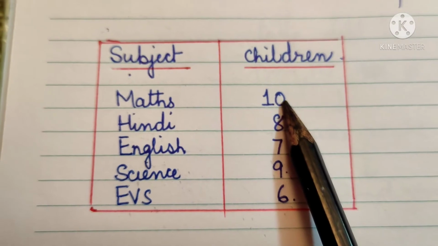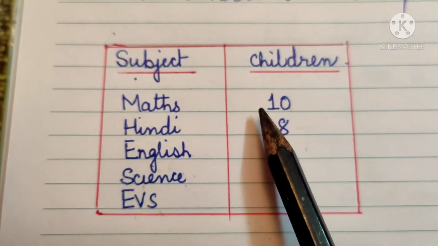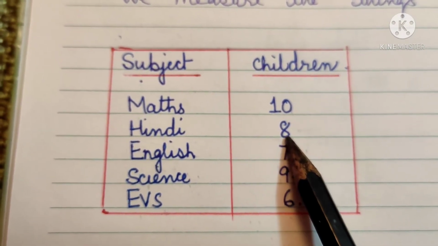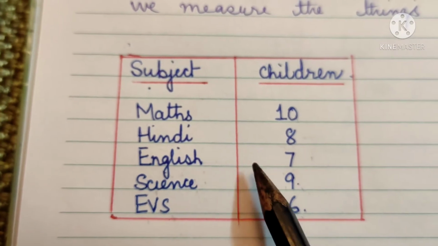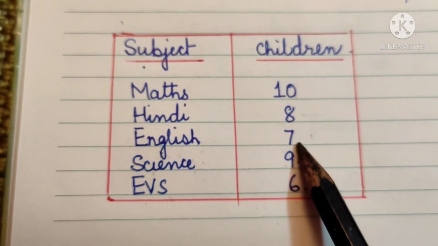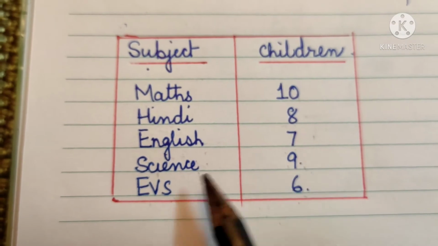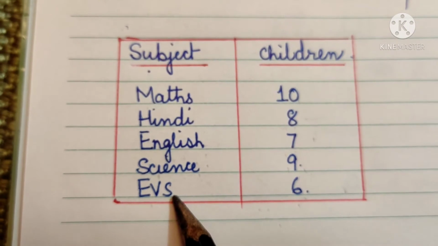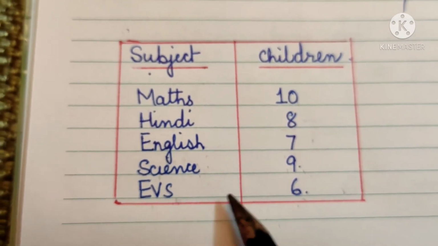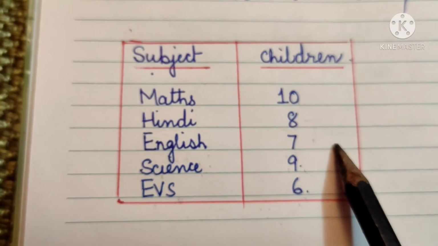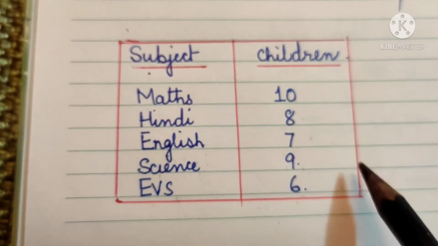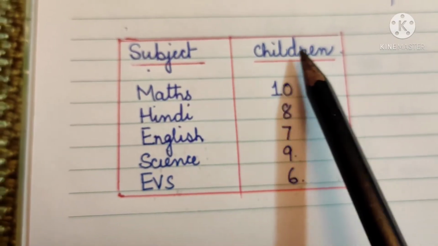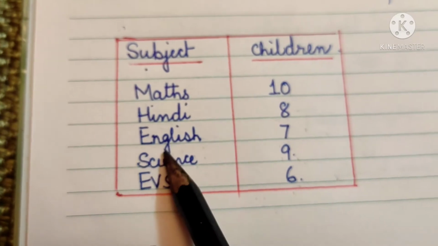Children, you have asked each one about their choice and written it on paper. Suppose 10 children say maths is their favorite subject. 8 children like Hindi, 7 children showed their interest in English. 9 children love to study science, and the remaining 6 children like EVS. So children, the information that you get from each of the children is represented in table form. So this is known as tabular representation of the data.